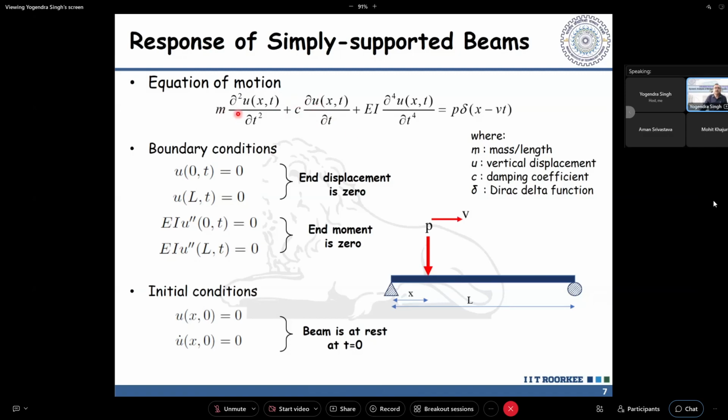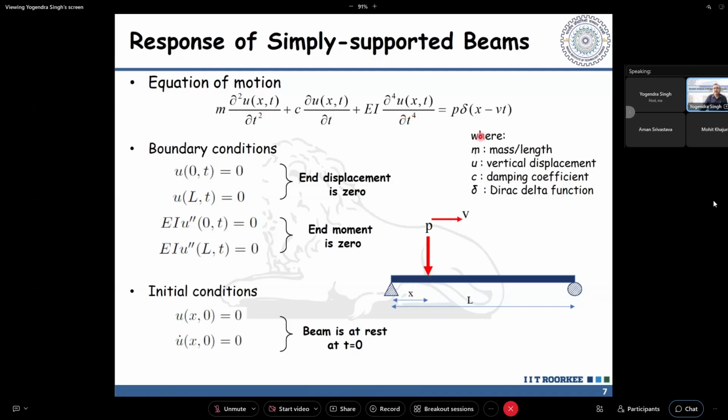So this is m ü plus c u̇, and this factor is coming: EI ∂²u/∂t², sorry, ∂²u/∂x² gives us the curvature, and EI into curvature gives us the moment. So the second derivative of the moment appears here: EI ∂⁴u/∂x⁴. Sorry, this is wrong, it should have been x. ∂⁴u/∂x⁴, this is a typing mistake. So this is a derivative in space, and these are the derivatives in time. So we can differentiate in space as well as in time.